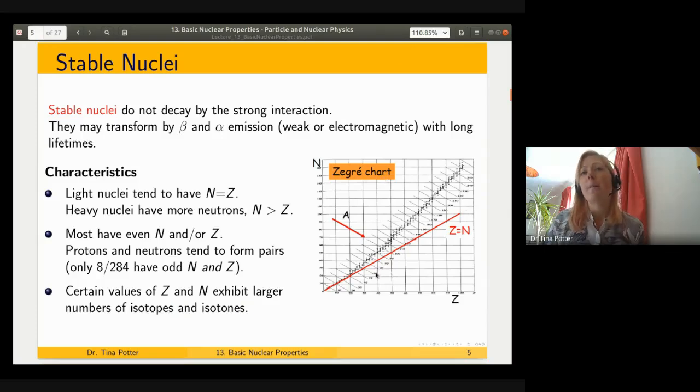We also find that most of these have even numbers of neutrons and protons as well, so the protons and neutrons tend to form pairs. In fact, out of all of these, there's almost 300 of them, and only 8 of them actually have an odd number of neutrons and an odd number of protons. And there's a few of these stable nuclei that seem to exhibit quite a large number of isotopes and isotones. There's something special about them that seems to produce lots of slightly different versions of very stable particles.